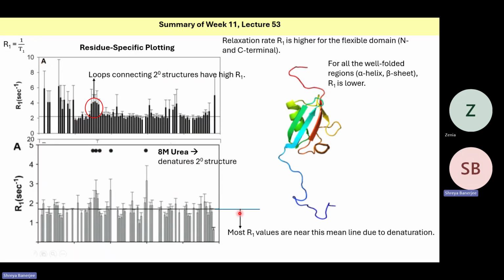Now the R1 is more or less the same for all the residues because the protein has become denatured. It does not have a specific conformation anymore. So that is what this urea is doing: most of the R1 values are near a mean line because it is losing all secondary structures. That is also very unique, that when the protein unfolds, the R1 shows that.